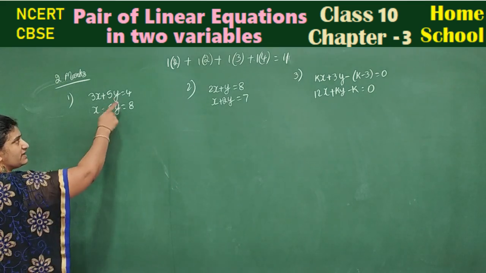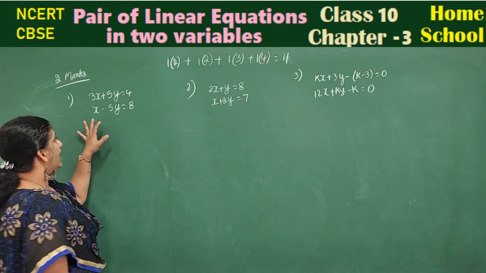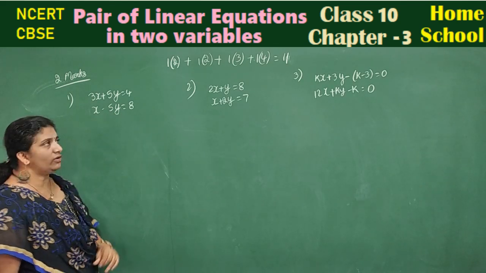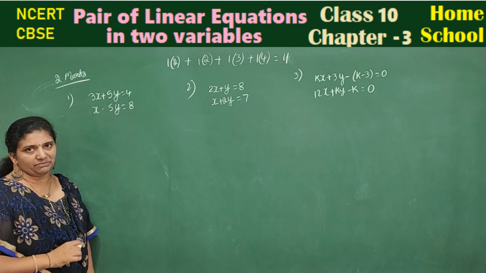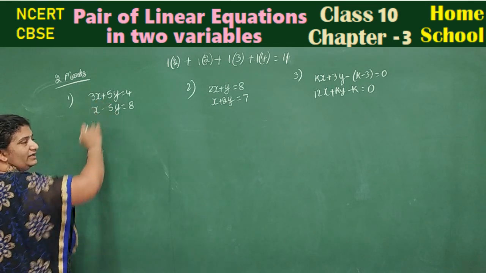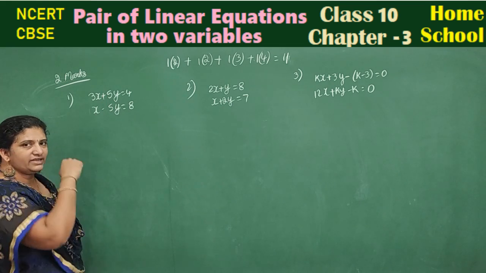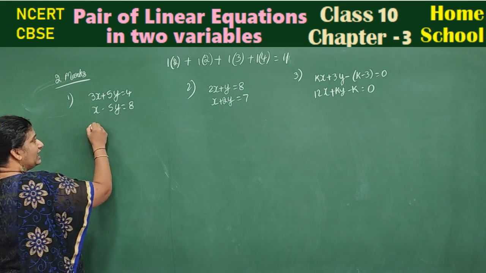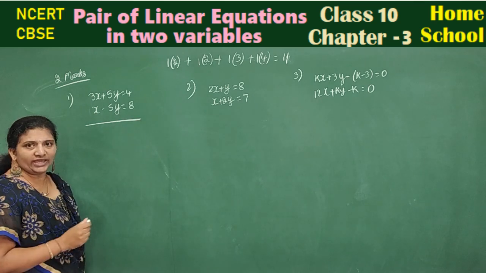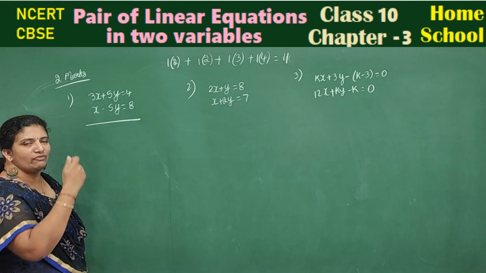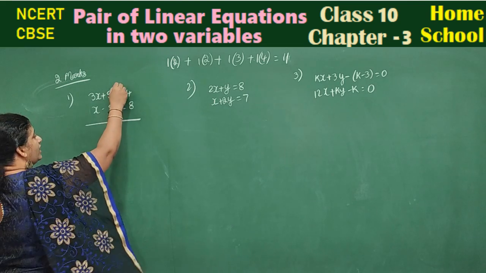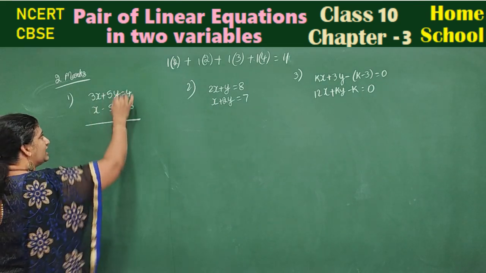First one, 3x plus 5y is equal to 4 and x minus 5y is equal to 8. Observe here carefully. 5y is the same, and signs are different. What are you going to do? Directly you can add the two equations. Rewrite the equations again and say add equation 1 and equation 2. If you add, there is no need of changing any sign.